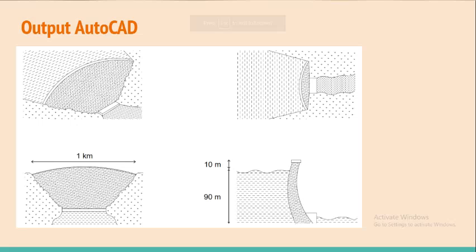Why do we build 100 meters? Because the height of the water is 90 meters. So if it rains, the height of the water will increase. That's why we decided on 100 meters.